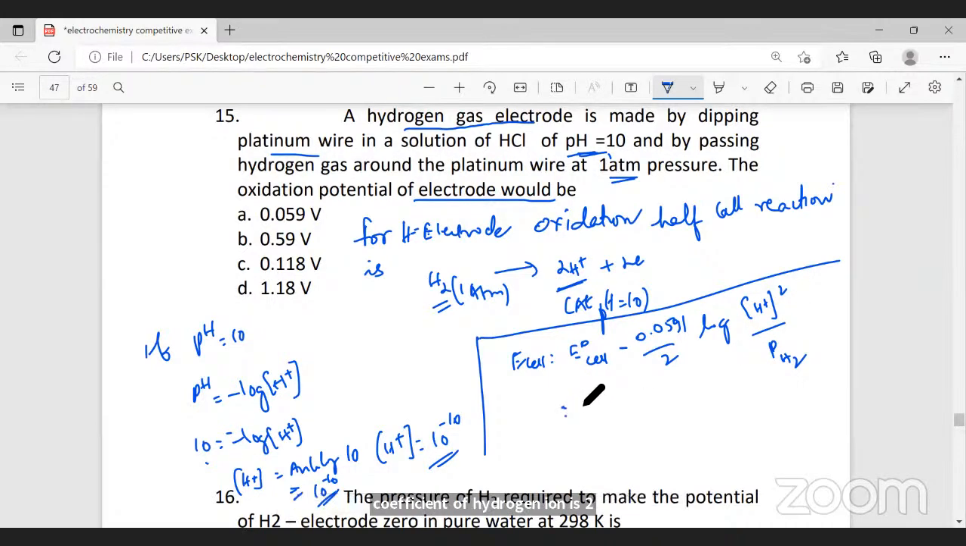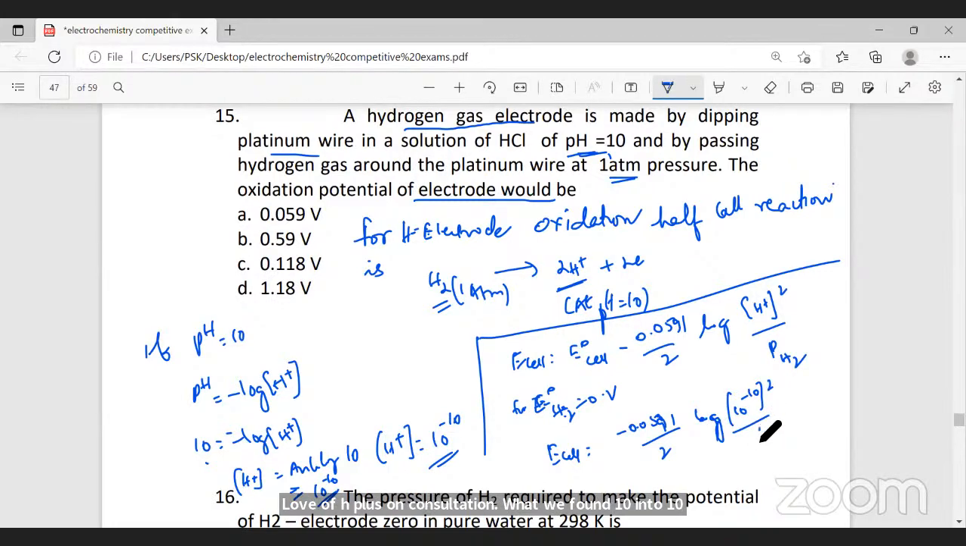So what will happen? E naught of the cell. For the hydrogen electrode, E naught cell is how much? 0. For the hydrogen electrode, E naught of hydrogen is equal to 0 volts. Therefore, E cell will be equal to minus 0.0591 divided by 2 log of H plus ion concentration. What we found was 10 into 10 to the power minus 10, the whole square, divided by the pressure, which is 1 atmosphere.